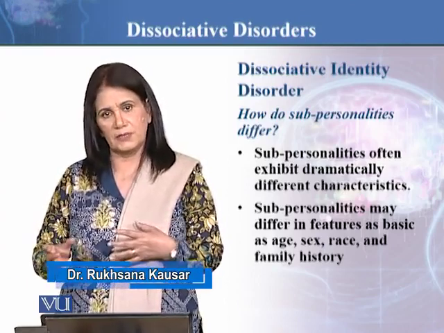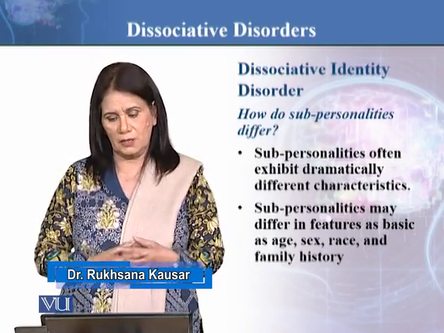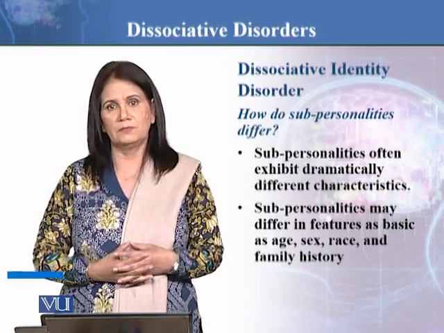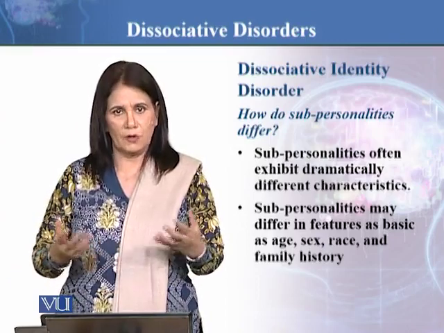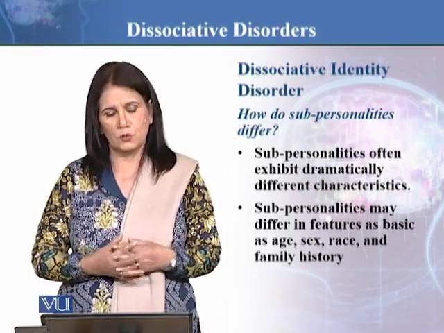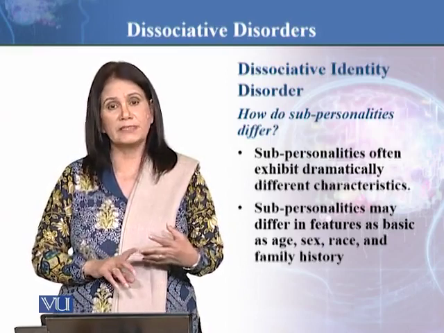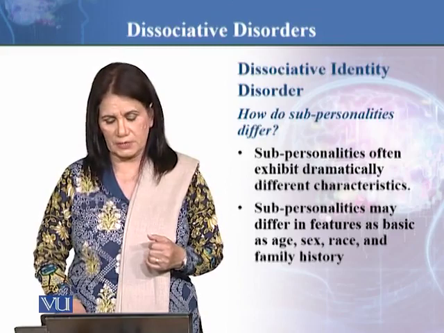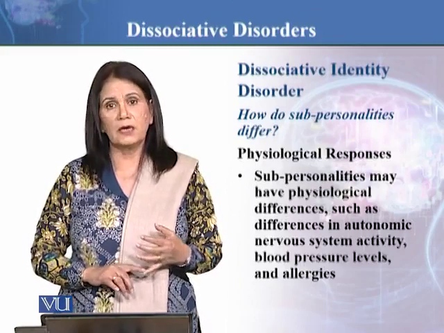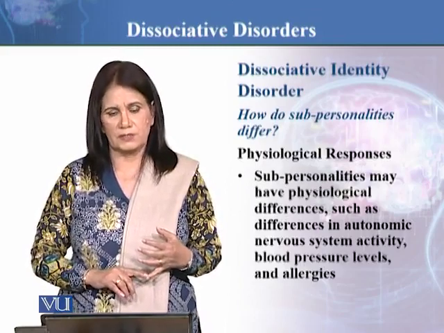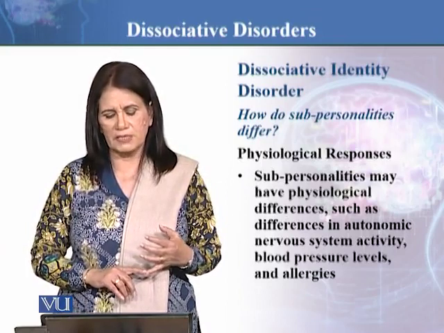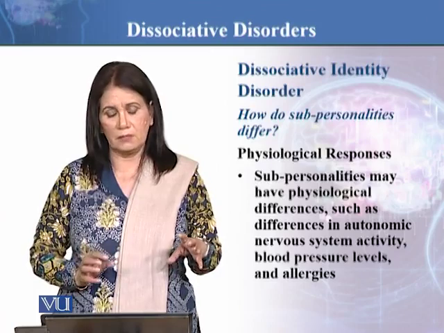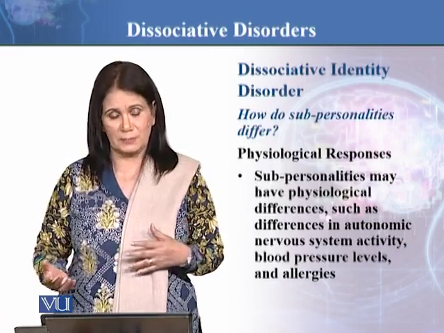One personality can be young, another can be a child or maybe elderly. One personality can have the role of a male, another most probably a female. So age, gender, race and family history, even in these they can be different personalities. Then they can also differ in physiological responses. For example, subpersonalities may have physiological differences, such as differences in autonomic nervous system activity.